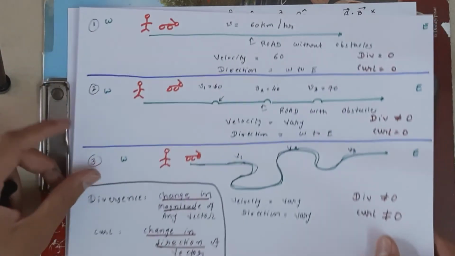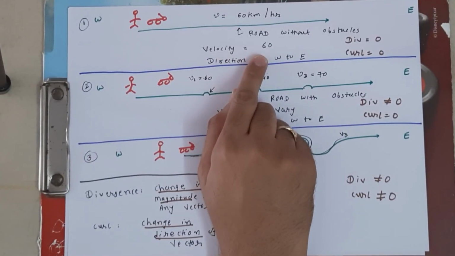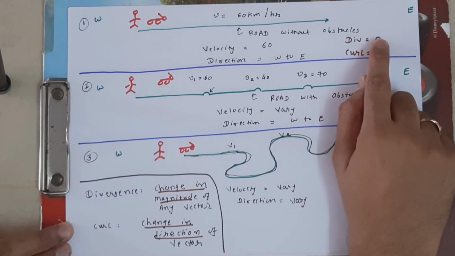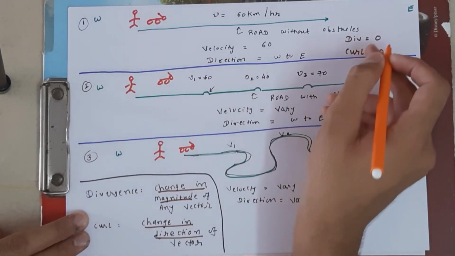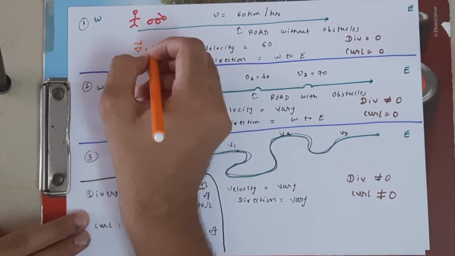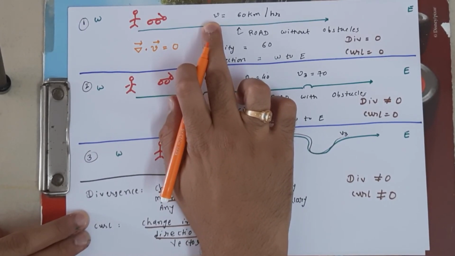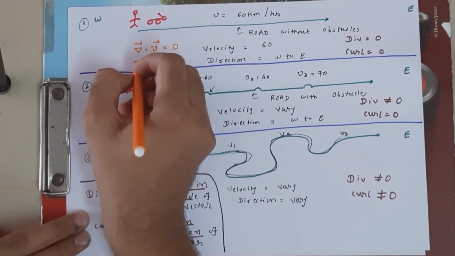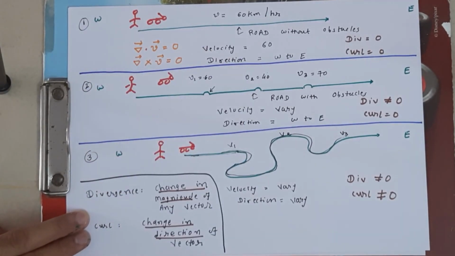Now I have to apply my concept to my 3 cases. Here I have mentioned the 3 cases. In the first case the velocity is constant, so the divergence is 0. Direction is constant, so curl is 0. So how can I write it? Divergence is 0, that means del dot velocity v equals 0, because velocity is a vector quantity. Similarly the curl is 0, meaning del cross v is also 0 for the first case.